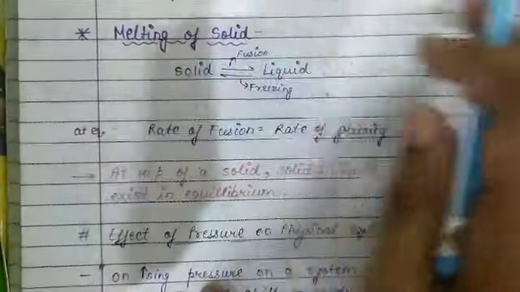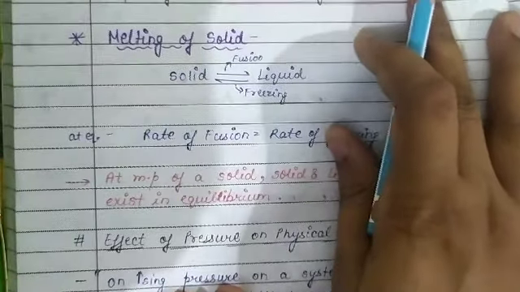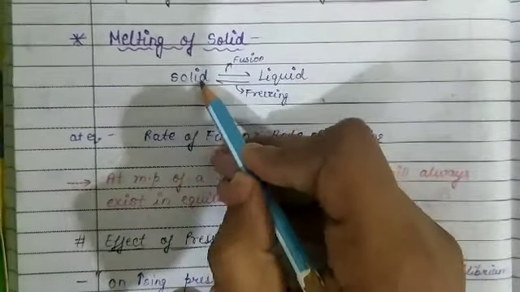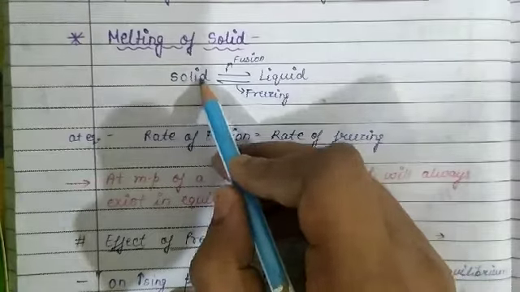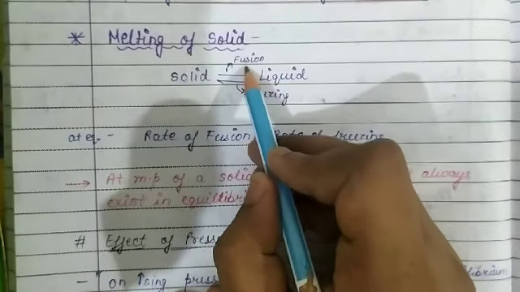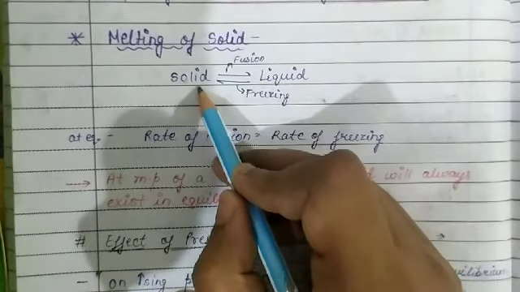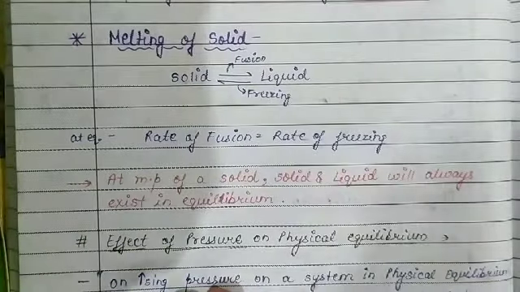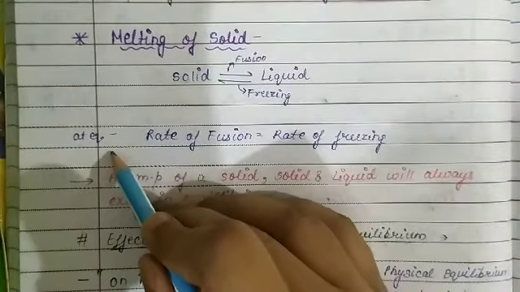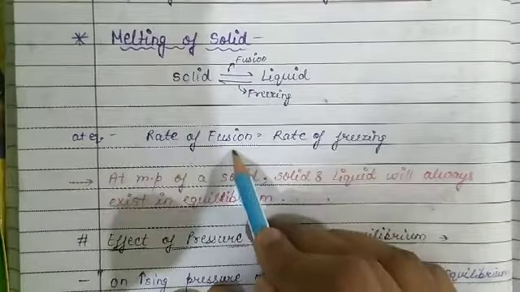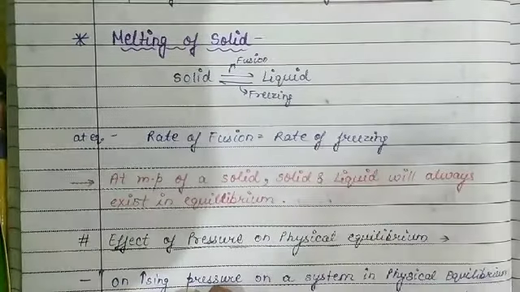So in the melting of a solid, the solid changes into liquid. When solid changes into liquid, that is fusion, and when liquid changes into solid, that is freezing. And we know at equilibrium the rate of fusion is the same as the rate of freezing.